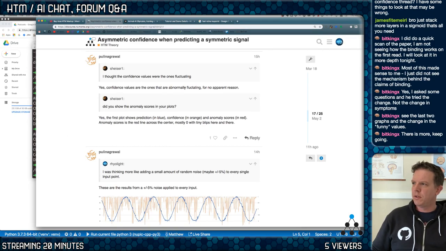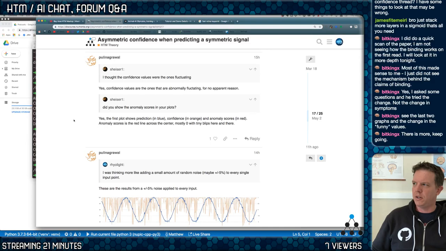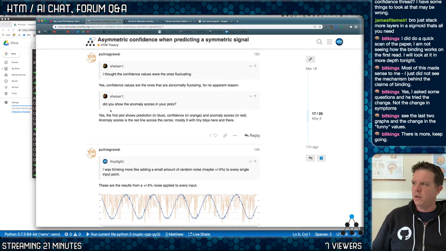Confidence values are the ones that are abnormally fluctuating. I'm pretty sure we're talking about anomaly scores, right? When you say confidence values, that's not a term we use. I don't know where that came up. I think Phil introduced it, but let's call it anomaly scores. And that's what he's saying. Do you show the anomaly scores in your plot?